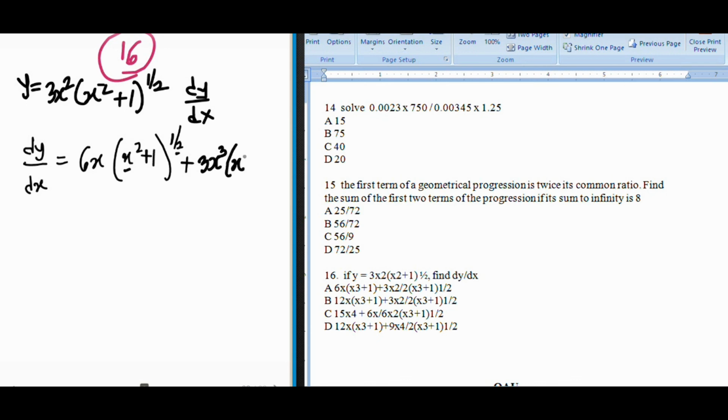Then finally, you subtract 1 from the power. Okay? If you look at this power, this is half. Half minus 1 will give you minus half.